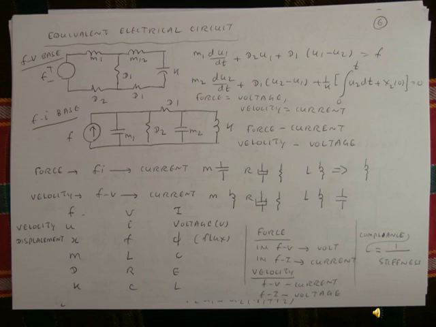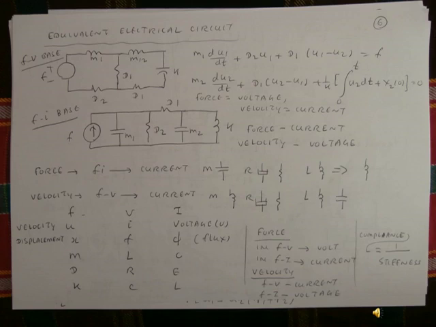M1, M2, D1, D2, and K represent the system. In this case we write down the equation: M1 du1/dt + D2 u1 + D1 (u1 − u2) = F; M2 du2/dt + D1 (u2 − u1) + (1/K) ∫₀ᵀ u2 dt + H2(0) = 0. So this kind of mechanical system can be represented by an electrical system.